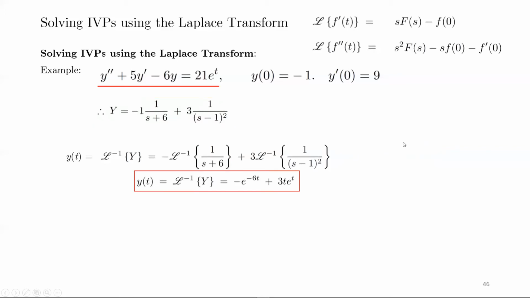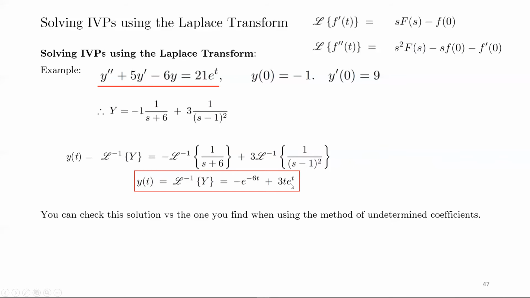Okay, so therefore y of t, so y in the original variable t, is equal to negative 6 exponential of negative 6t plus 3 times t times e to the t. And you can check that this solution matches the one that you find using the method of undetermined coefficients from Unit 2.